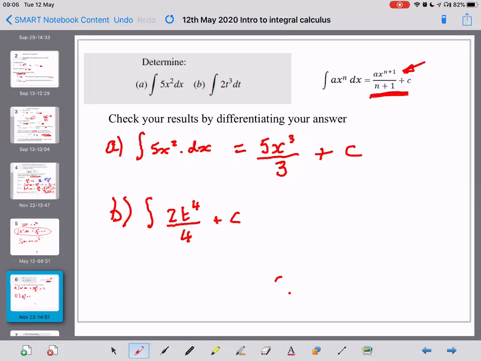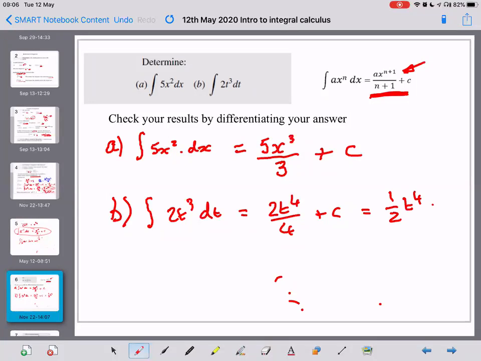Yeah, and we got a 2 over 4 here, so we can turn that into a half. We're doing the integral of 2t to the 3 dt, and it equals 2t to the 4 over 4 plus c, and we can turn that into a half t to the 4 plus c. Okay. Follow that, everyone?